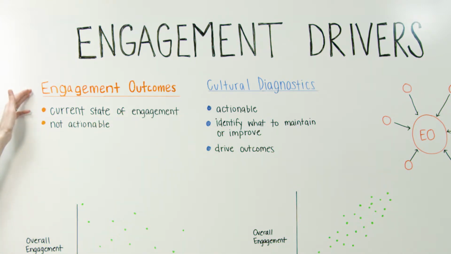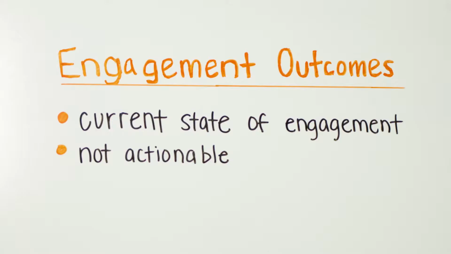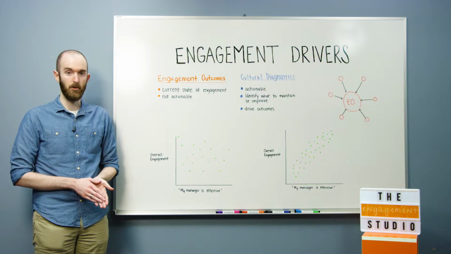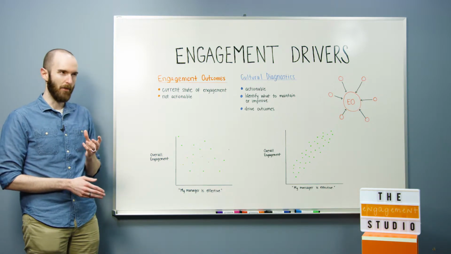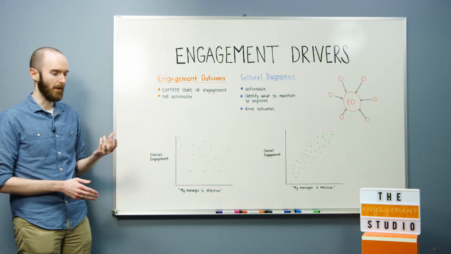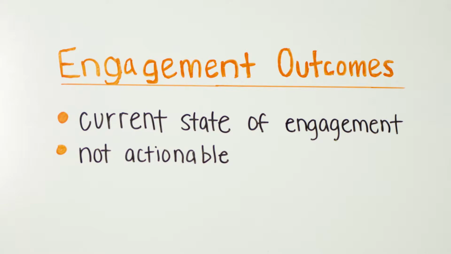And so with engagement outcomes, those tap into the current state of engagement of your employees, or essentially the strength of their mental and emotional connection that they have with your workplace. But the important thing is that they're not really actionable in and of themselves. They're kind of the target that you want to change to either maintain or improve.